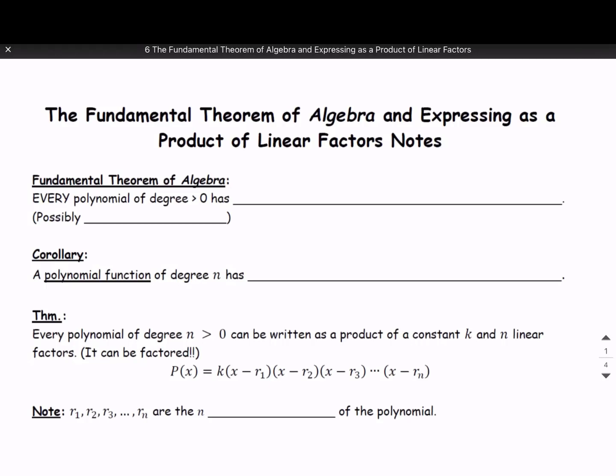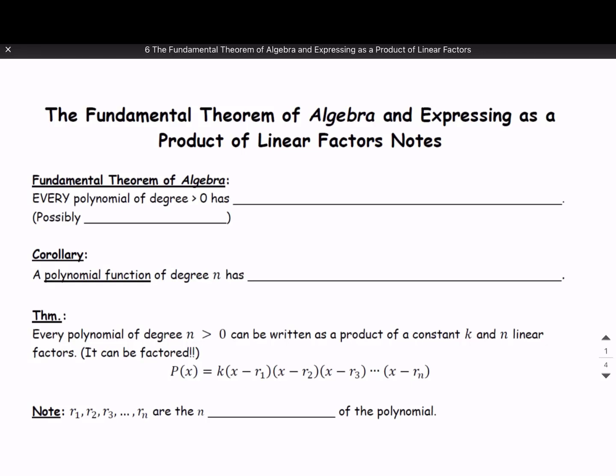Hello everyone. All right, so today we're going to look at the fundamental theorem of algebra and expressing polynomials as a product of linear factors. Now, a lot of the information that's here, I know this first page looks like a lot of notes. A lot of it is stuff we've already talked about and we've already figured out, and now we're just organizing it and putting it in one place, okay?